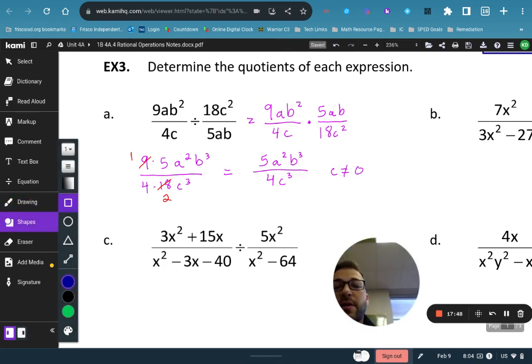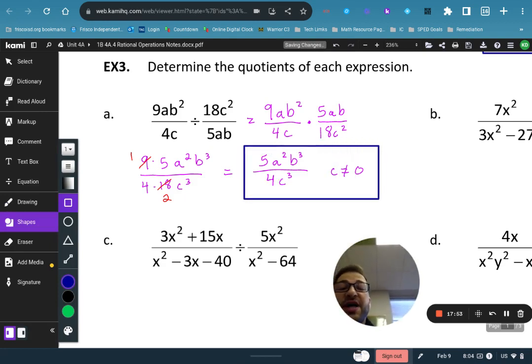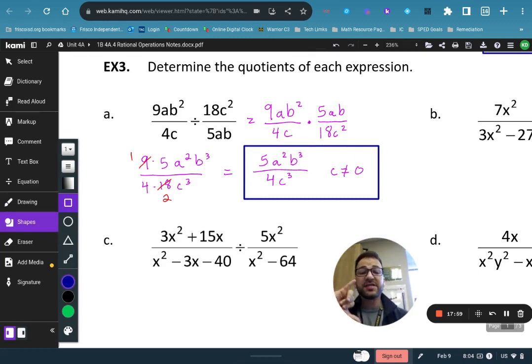All right, y'all. I know that was only one example, but like I said, division is just like multiplication. It just adds that one extra step that you change the sign from division to multiplication and you take the reciprocal of the second function. So I want y'all to go ahead and practice B, C, and D here on your own. So pause the video for a second and then I'll go over them.